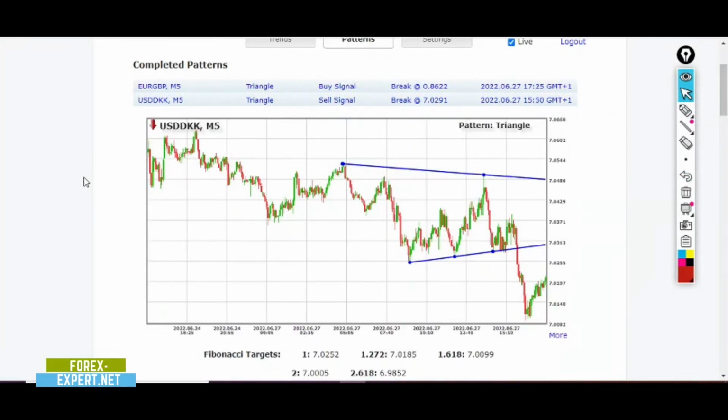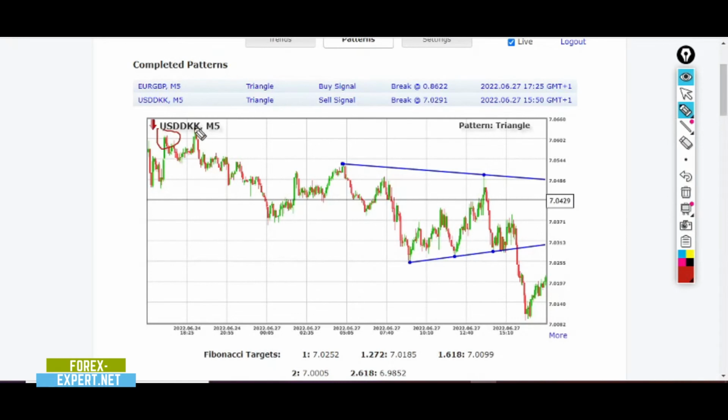USD and Danish krone, we have a triangle sell signal, break at 6.291. When you trade exotic pairs, you're going to find great opportunities, of course, but there is a problem for most of the traders that have small accounts. Even for traders that have medium or big accounts, it's the spread. It's a spread problem. But price action looks perfect here, because the price isn't going down aggressively, it's going down calmly, so it's doing everything right.